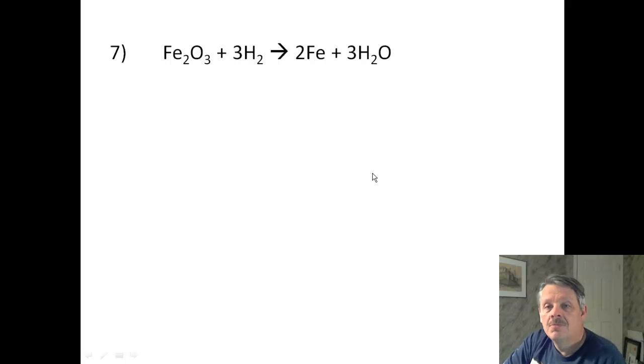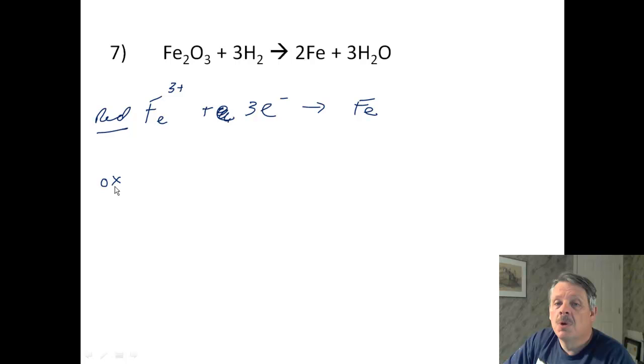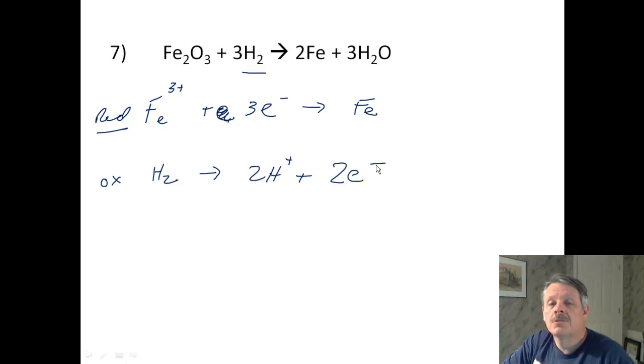Right, how about this one? Well, again, we've got Fe2O3, and we're coming up with Fe, so we're going to take Fe, which has a positive 3 charge. We have to add 3 electrons to it, and that's going to become Fe. And this is our reduction part because it's gaining. So what's our oxidized part? What's losing? Well, that's got to be hydrogen. So we're going from H2, and it's becoming 2H plus how many electrons? 2 electrons. All right, so that's our oxidation half.